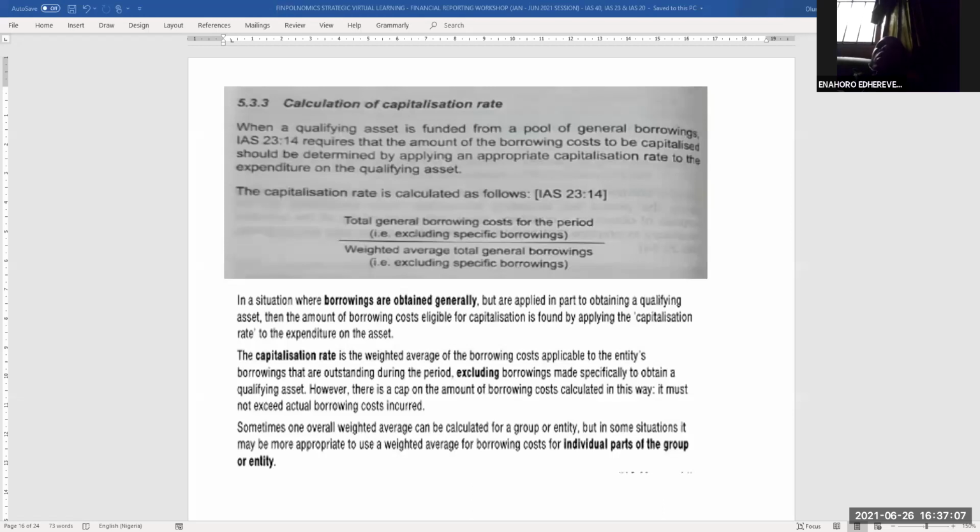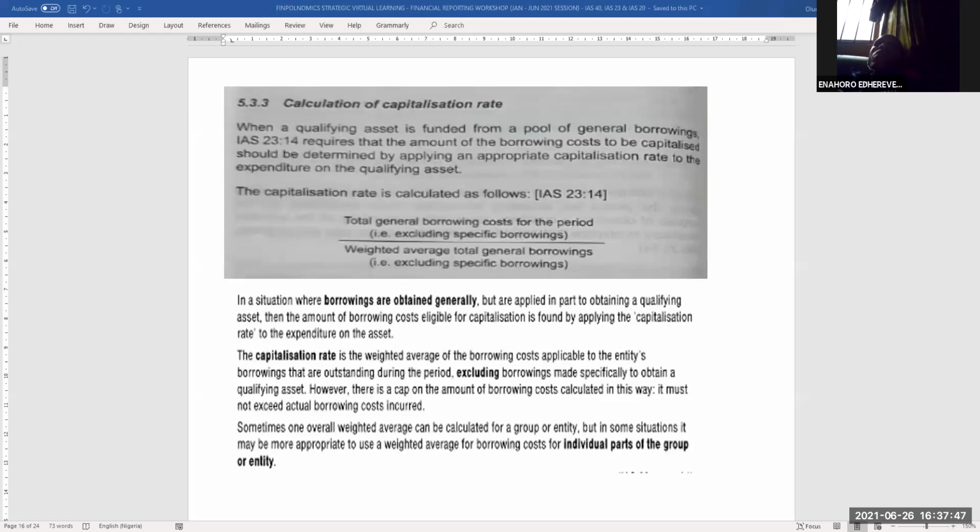borrowing. In a situation where borrowings are obtained generally, but are applied in part to obtaining a qualifying asset, then the amount of borrowing costs eligible for capitalization is found by applying the capitalization rate to the expenditure on the asset. The capitalization rate is the weighted average of the borrowing costs applicable to the entity's borrowings that are outstanding during the period, excluding borrowing made specifically to obtain a qualifying asset.